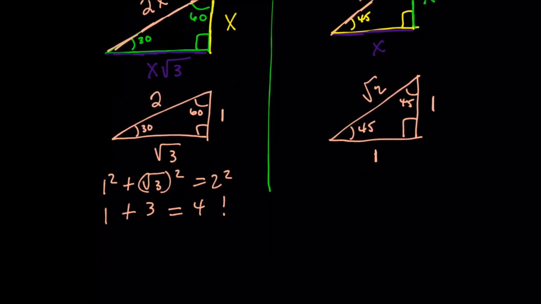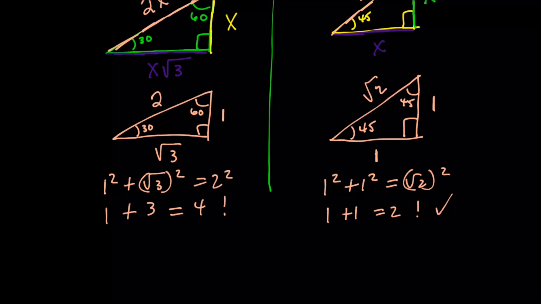Alright. Now, same thing we had before, we can validate this with the Pythagorean theorem. We have 1 squared plus 1 squared equals the square root of 2 squared. So we get 1 plus 1 equals 2, and that is correct.